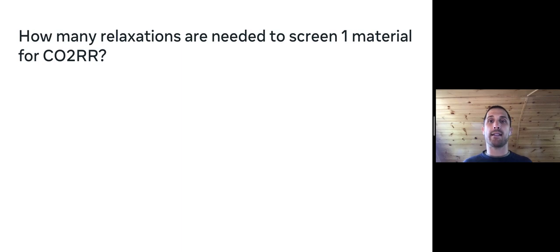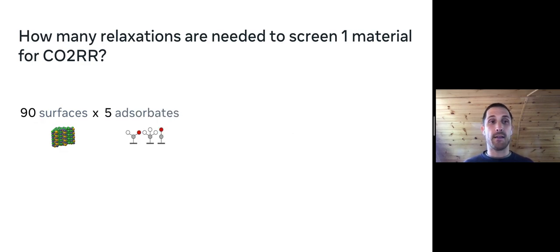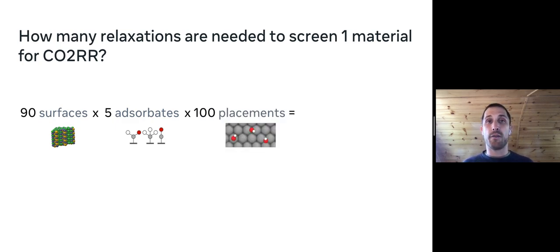One question we can ask to try and put some numbers to that is how many relaxations are needed to screen one material for CO2 reduction reaction. For one material, there's 90 surfaces. For CO2R, we look at 5 adsorbate descriptors. For each surface, there's 100 placements. And this ends up with about a total of 45,000 relaxations.